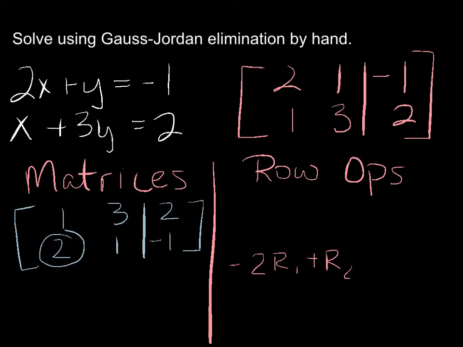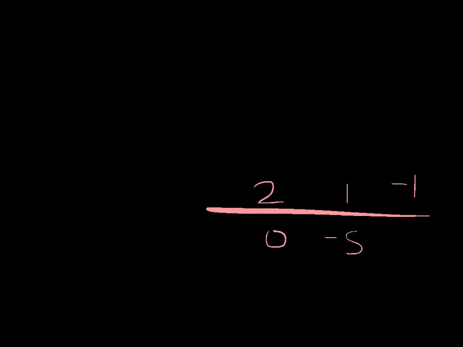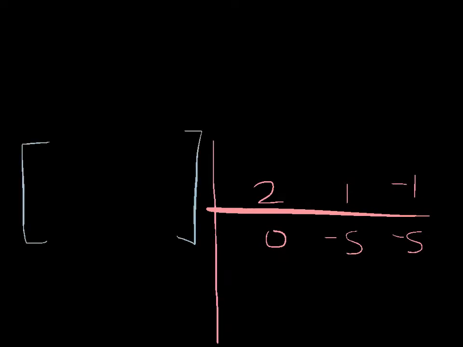So -2 times row 1 is going to be -2, -6, -4. And my row 2 is 2, 1, -1. So I just add those together. So I get 0, -5, -5. My new matrix is then 1, 3, 2, and 0, -5, -5.